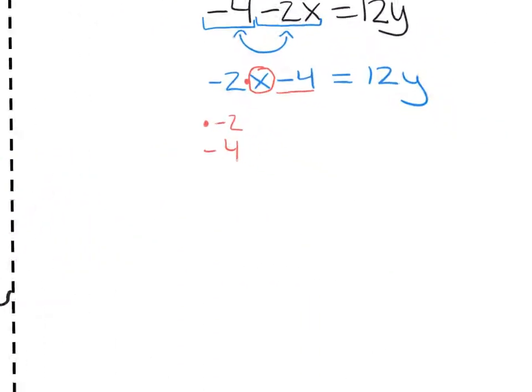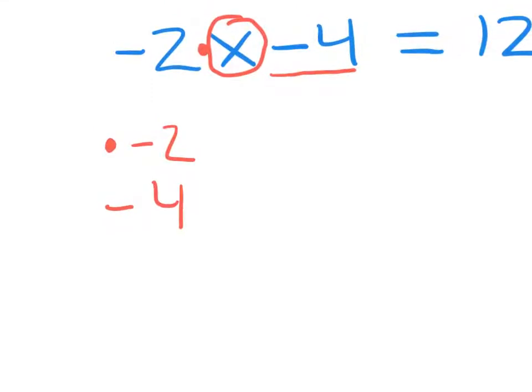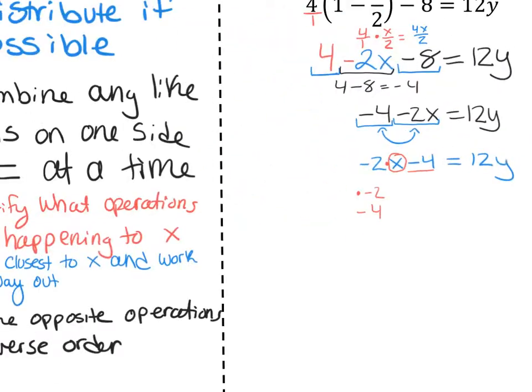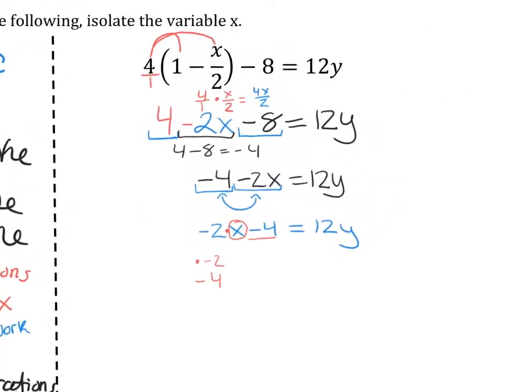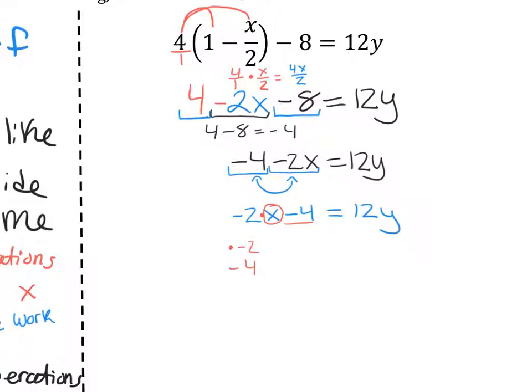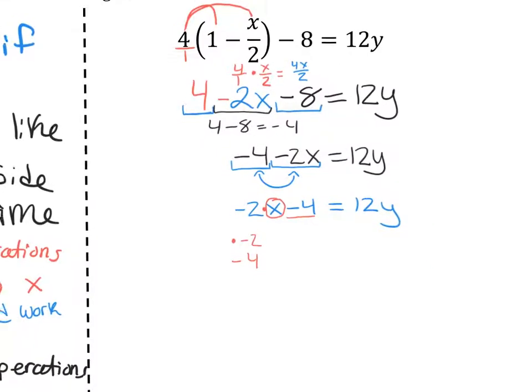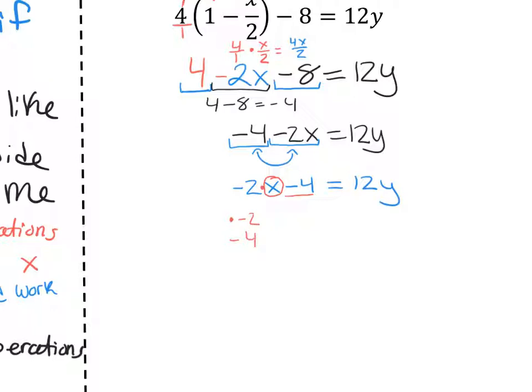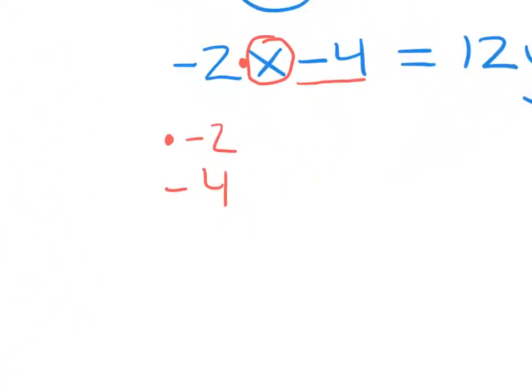So if we go back over here, we had times negative 2 and then minus 4. So first, let's just figure out what the opposite is. First, what is the opposite of multiplying by negative 2? Dividing. And then what is the opposite of subtracting 4? Adding 4. Okay, so now I know what the opposite operations are, so I don't care about my original ones. I'm done looking at those. Now we're going to go in reverse order.